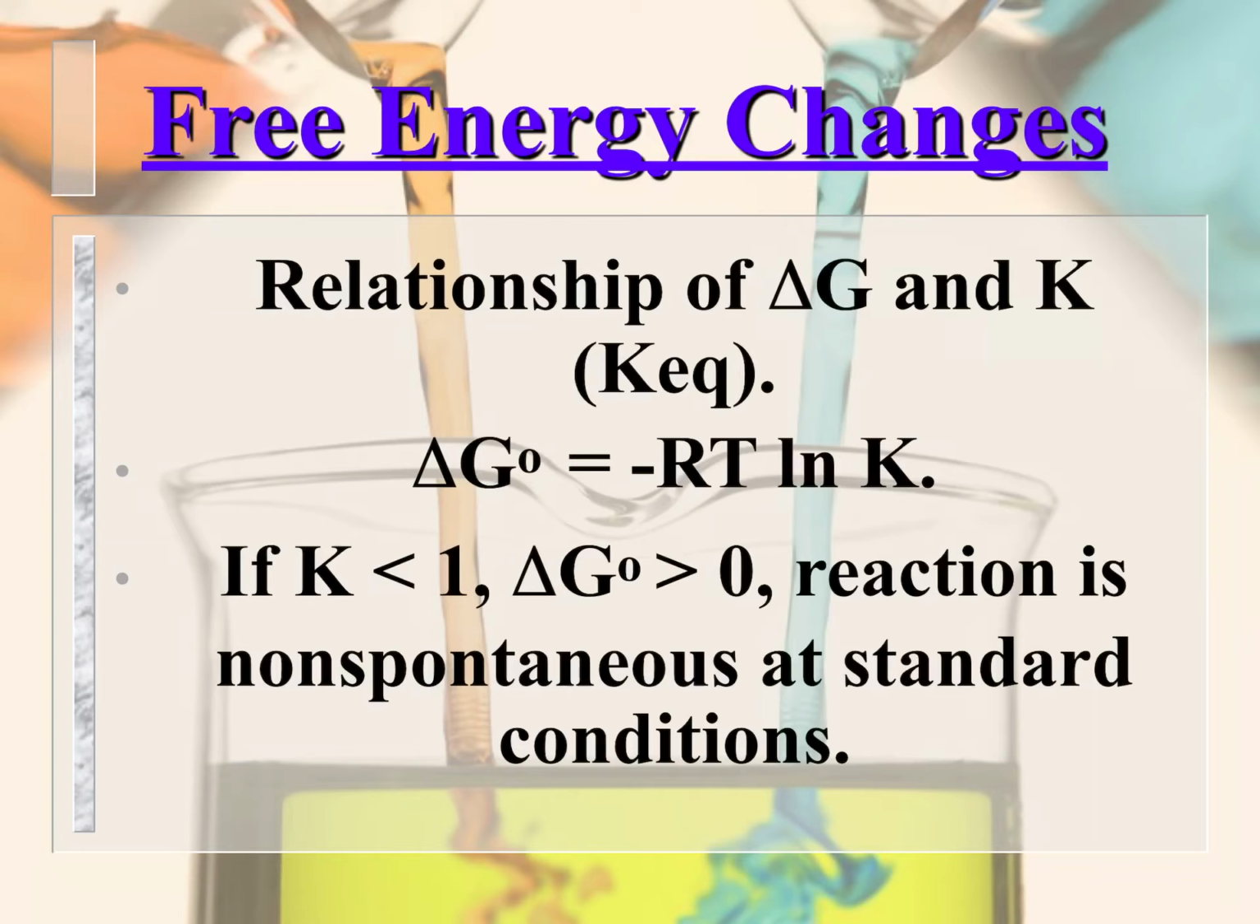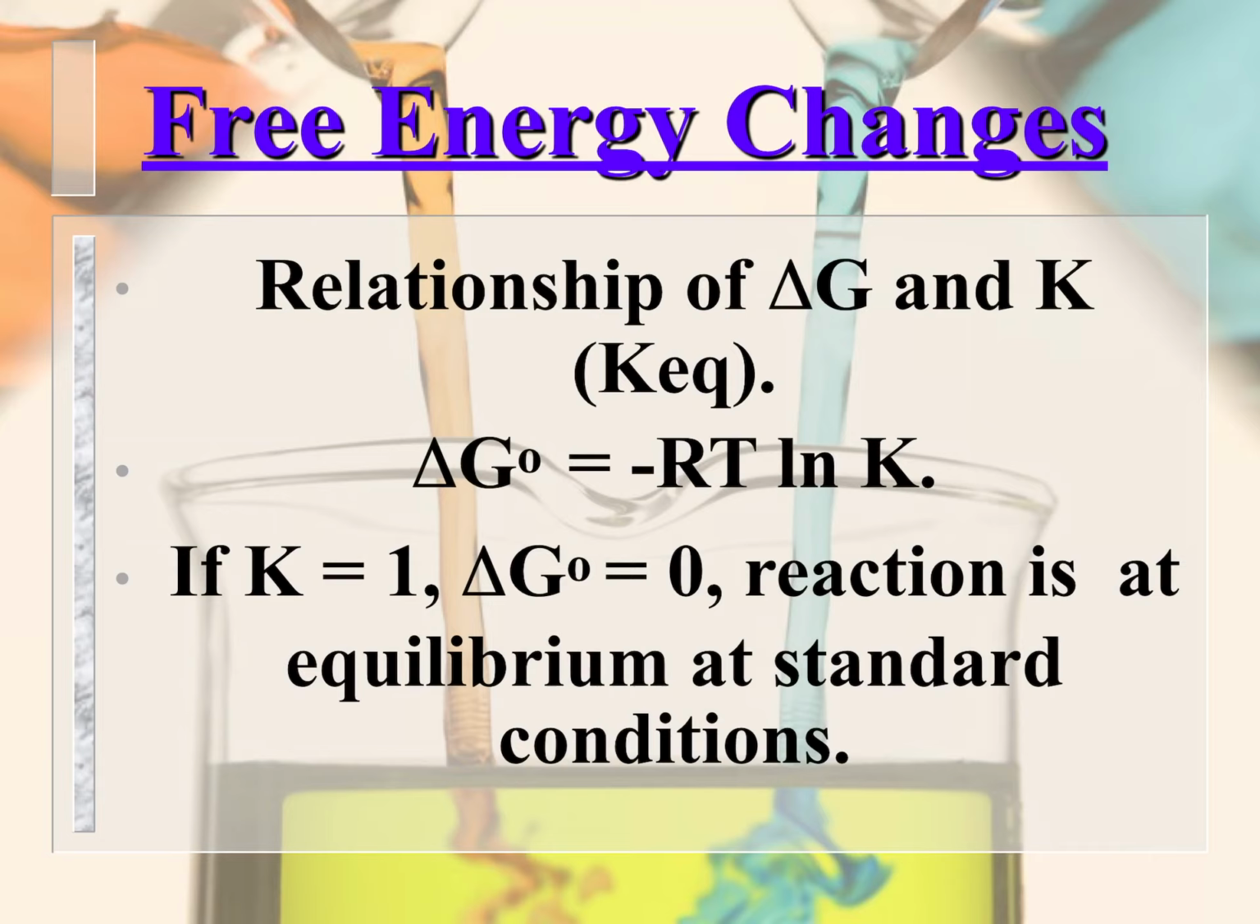Now, bear in mind, just because a reaction has a small Keq doesn't mean it's going to be non-spontaneous. It just means it's going to be non-spontaneous under standard conditions. Certainly, those reactions or processes can take place in a different environment spontaneously. They're just saying, all right, what's going on here compared to standard conditions? And when K is equal to 1, delta G naught is equal to 0.